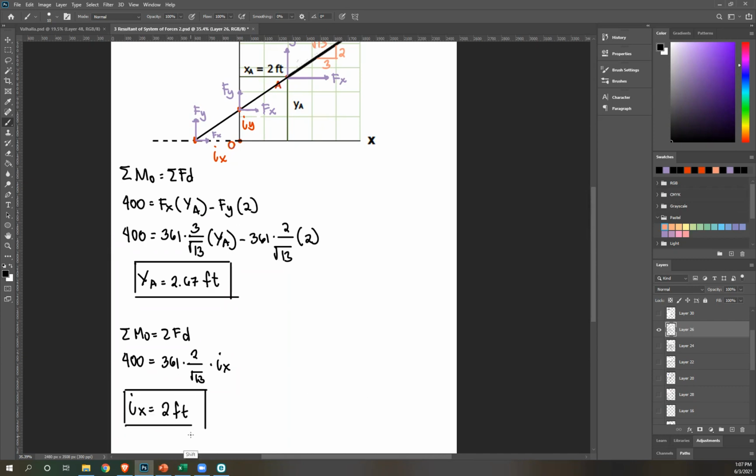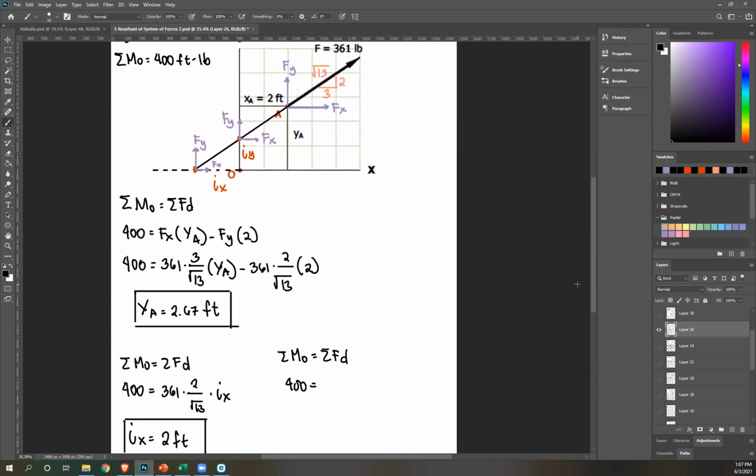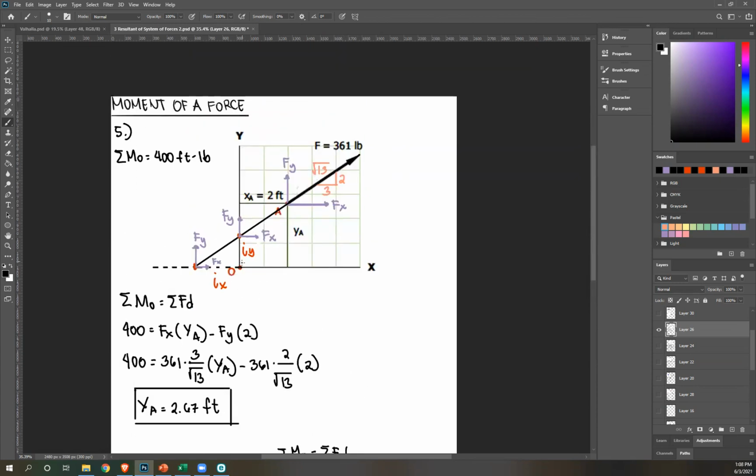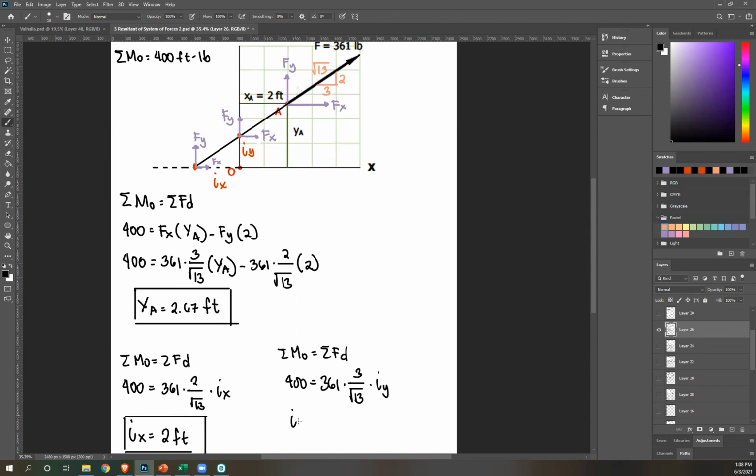And then do the same thing for IY. So summation of moment about O, summation of force times distance. This is 400. Now taking component at this position, Fy passes through O. So once again, ignoring that, I'm left with Fx. Rotating that, that's clockwise. So positive Fx. Fx is this, right? So 361 times 3 over square root of 13, and then perpendicular distance of Fx to point O is IY. So times IY, please solve what's IY.